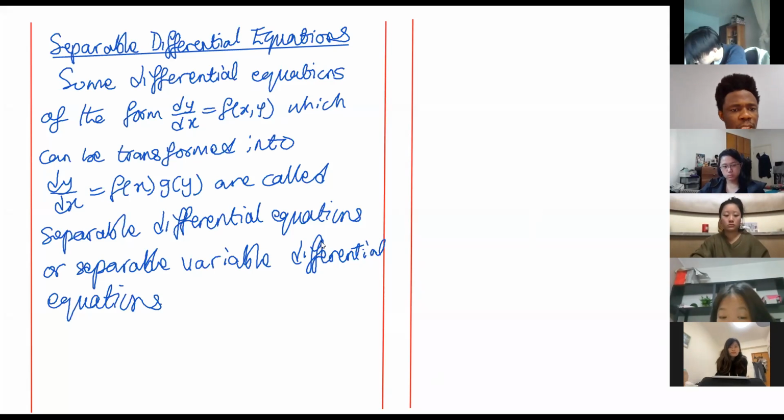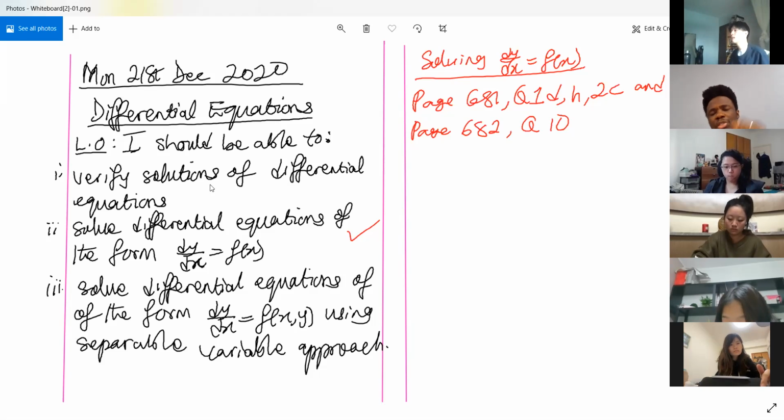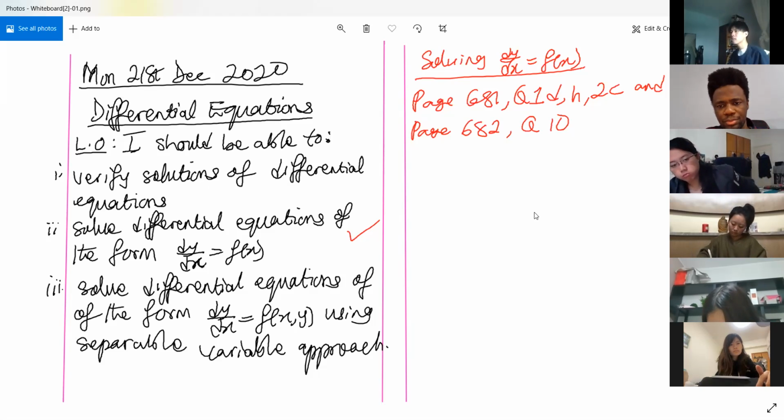Zoom lesson, I wrote some stuff. I'm going to share that. Since I closed that meeting, it's not part of this slide. Quickly, I wrote here, I said 3 things we want to try to do. The first thing is to be able to verify that some functions are solutions of differential equations, and that you were able to do, okay?